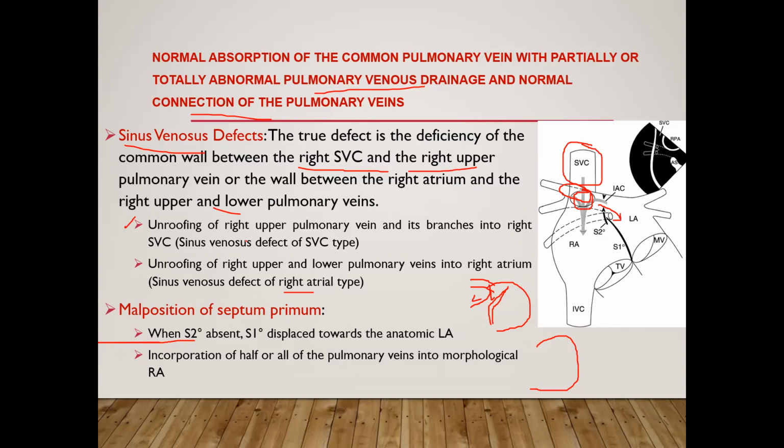If it is an unroofing of right upper and lower pulmonary veins into the right atrium, it is sinus venosus defect of right atrial type. Another type in this abnormal pulmonary venous drainage is malposition of septum primum. When septum secundum is absent, the growing septum primum is displaced towards the LA, where the RUPV is normally destined to drain, but due to division of the septum, it is functionally opening into the RA. There is connection of RUPV to the RA because of anomalous drainage, not because of anomalous placement of RUPV. It can occur in half or all the pulmonary veins into the morphological RA.